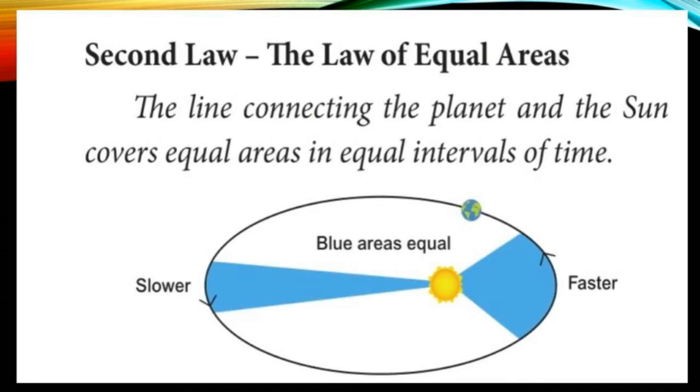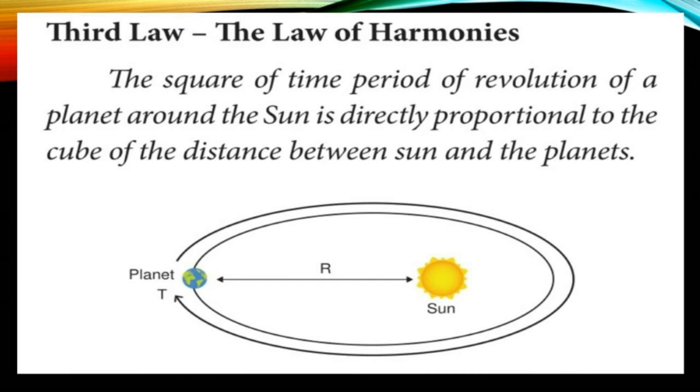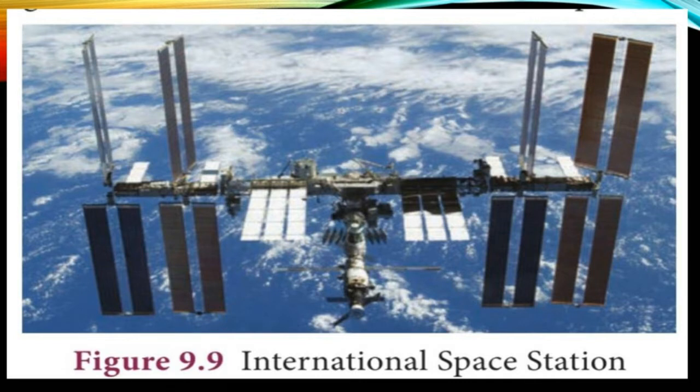Second law, the law of equal areas. The line connecting the planet and the Sun covers equal areas in equal intervals of time. Third law, the law of harmonies. The square of time period of revolution of a planet around the Sun is directly proportional to the cube of the distance between the Sun and the planet.